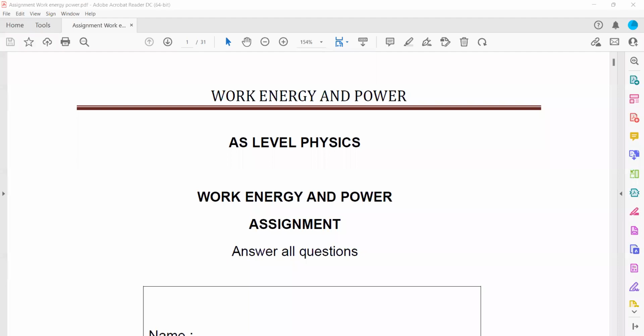So this assignment is related to work, energy and power. First, we'll discuss the doubts related to the assignment. The first question is question 6, part C.